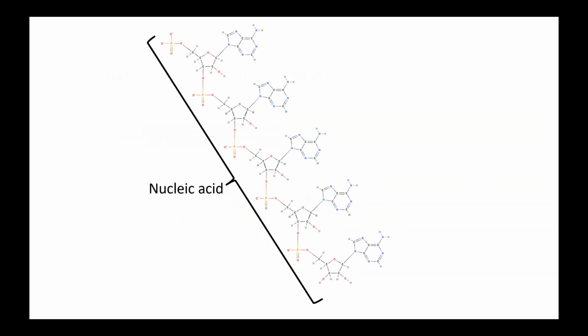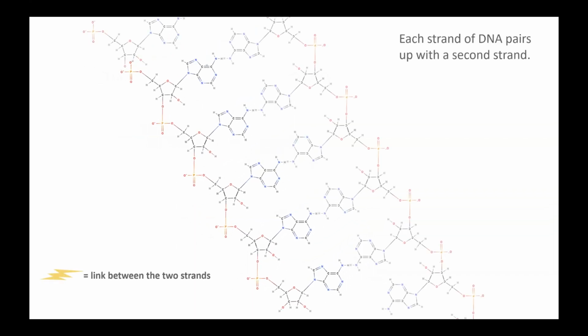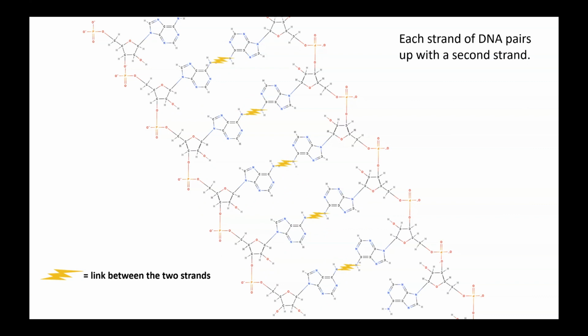And the length of these chains, it's truly extraordinary how long they get. The largest human chromosome is made of strands of DNA containing about 250 million nucleotides, and the smallest human chromosome has strands containing 48 million nucleotides. And I say strands in the plural form because the reality of the situation is that every strand of DNA is not alone. It pairs up with a second strand, and the two strands become attached to each other through links that form between their nitrogenous bases. And those links are represented here by these little yellow lightning bolts that I've put on the screen.